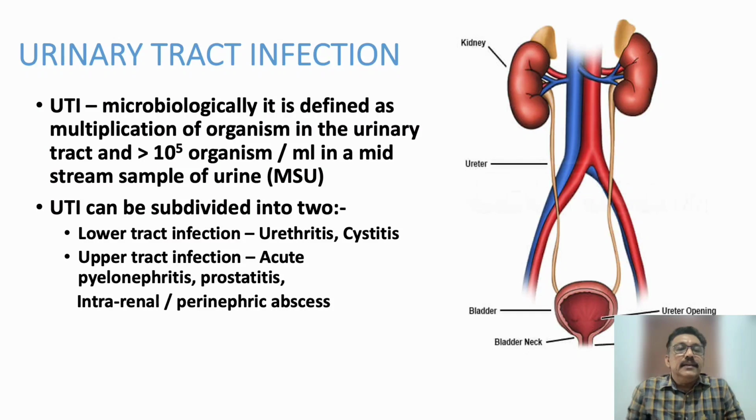So basically the definition of urinary tract infection is that the organism should be there in the urine, and the number of organisms in a midstream urine culture should be more than 10 to the power of 5 organisms per ml. If that is there, then you can confirm the patient is having a significant urinary tract infection.